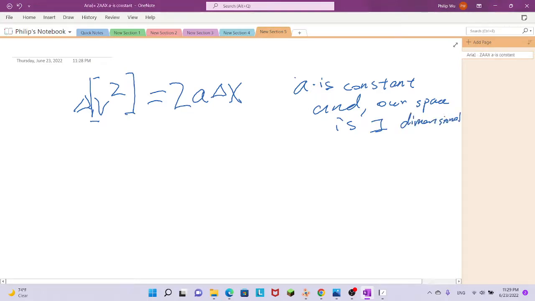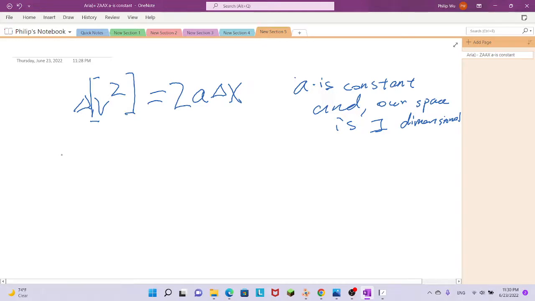Sorry for my handwriting, I'm not quite used to writing on a tablet yet. You can see it's a bit scuffed, but that's fine.